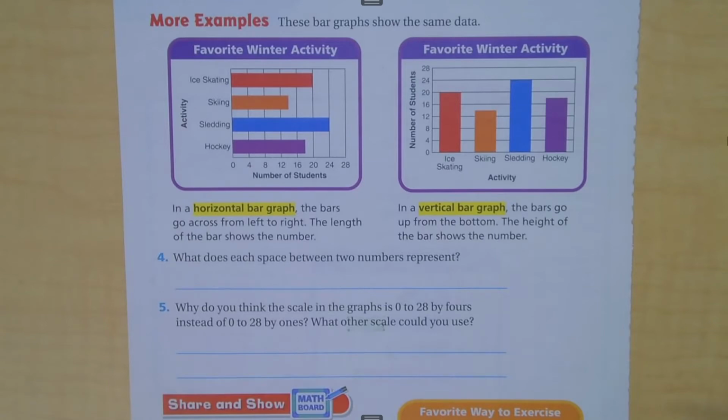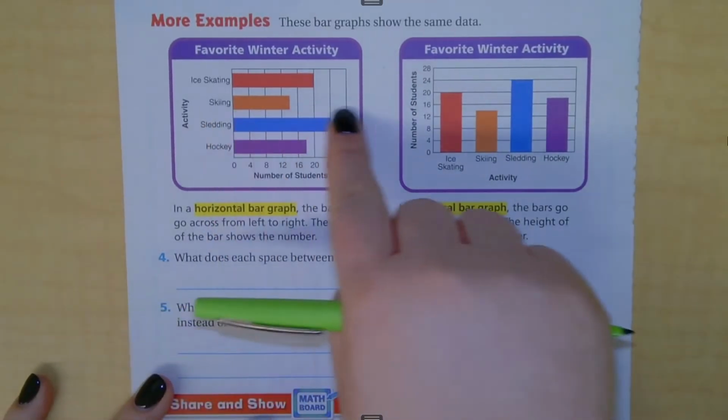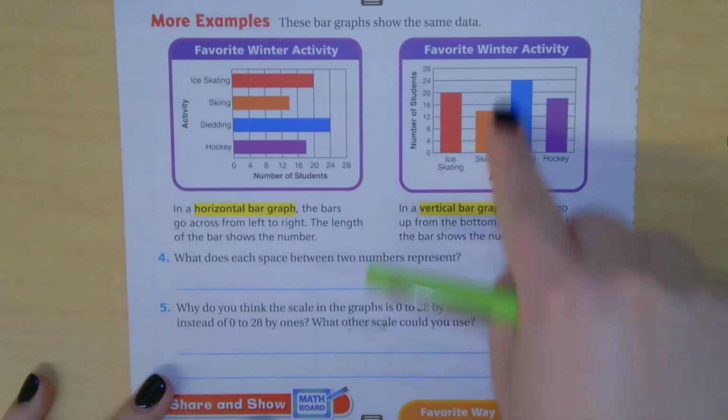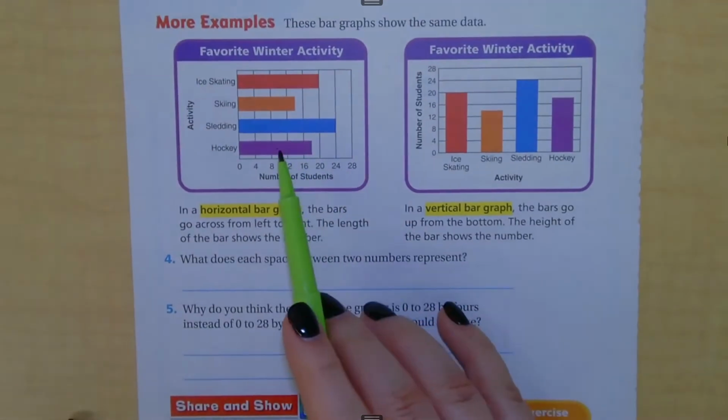Hopefully you noticed that the bars on this graph are going from left to right, and the bars on this graph are going up and down from top to bottom. Okay, these are two different types of bar graphs. First, this is a horizontal bar graph.